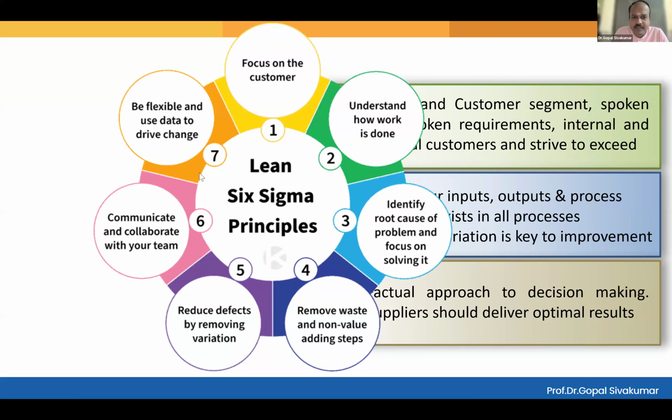So see here. I have listed certain principles which are applicable under Lean and Six Sigma. What is the first one? Focus on the customer. Second one, understand how work is done. Identify the root cause of the problem and focus on solving it. Why should you identify the root cause and solve the problem?